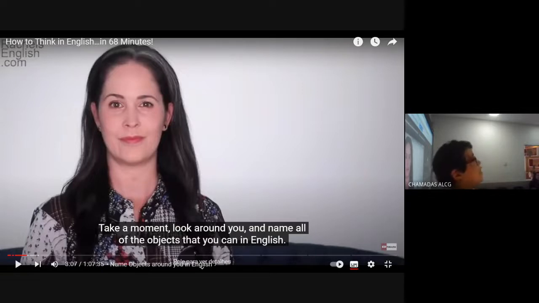For example, here, if you look around, what can you see? Air conditioner, poster, drawing, window. And you can do like this, like you're crazy, really. No problem. All right, but that's how you do it. You start thinking in English when you look around you and you start naming the things in English. This is a very good exercise.